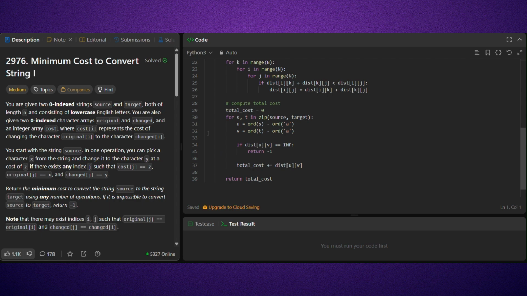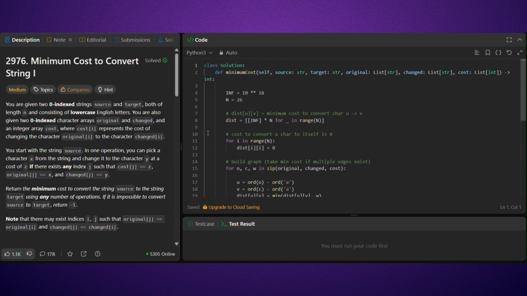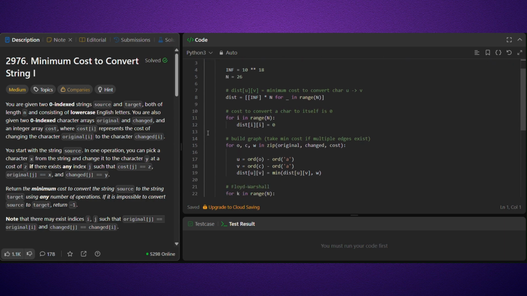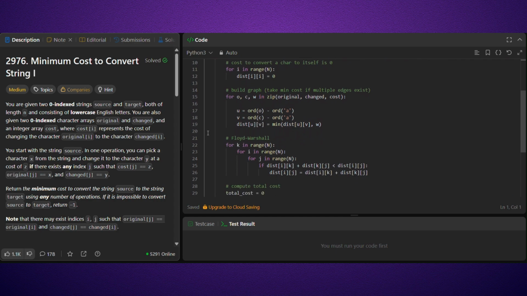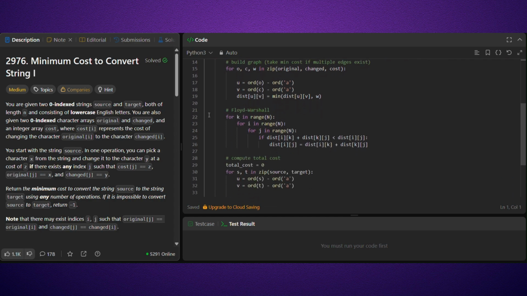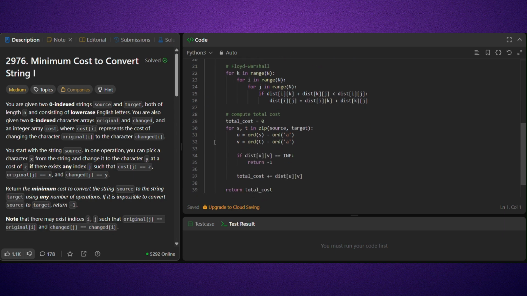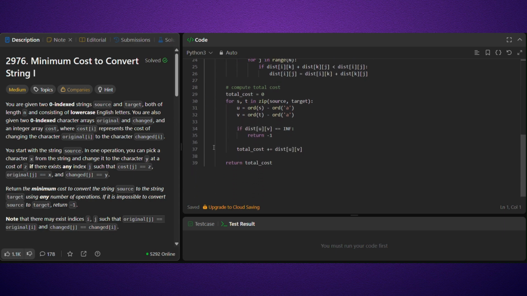Once all minimum conversion costs are known, we compute the total cost of converting the source string into the target string. We process the strings character by character. For each position, we look up the minimum cost to convert the source character into the target character. If at any position the conversion is impossible, we return -1 immediately. If all character conversions are possible, we add up their costs and return the final total. This value represents the minimum cost needed to transform the source string into the target string.